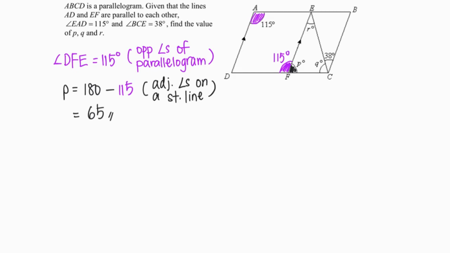And do take note, ABCD is a parallelogram. That means this thing is also 115 degrees, so I can just make use of that straight away. Again, angle DCB is equal to 115 degrees, opposite angles of parallelogram.